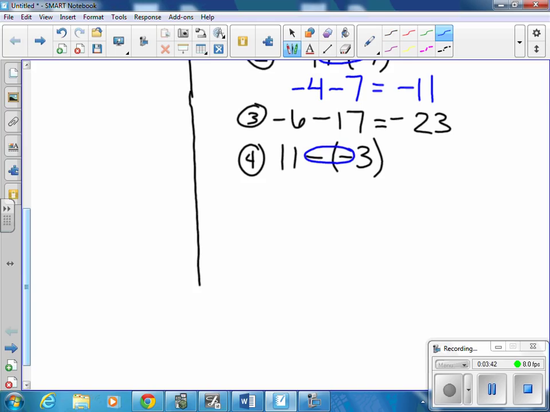Okay, 2 negatives are going to turn into a positive. So when we rewrite this problem, it's going to say 11 plus 3. That means both numbers are positive numbers. And when you add them together, 11 plus 3 is 14. And since both numbers are positive, the answer is positive 14.